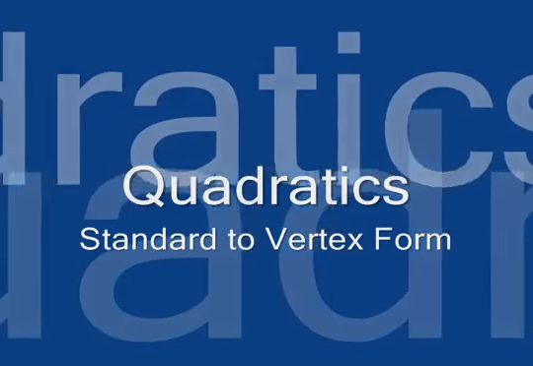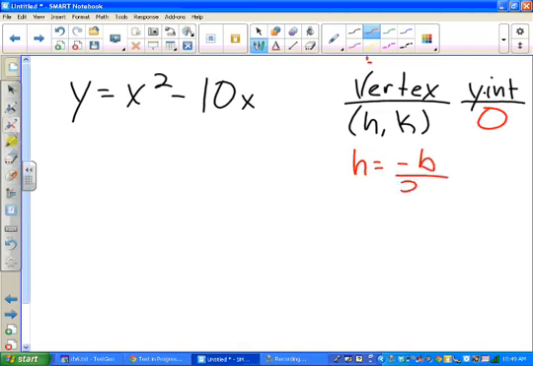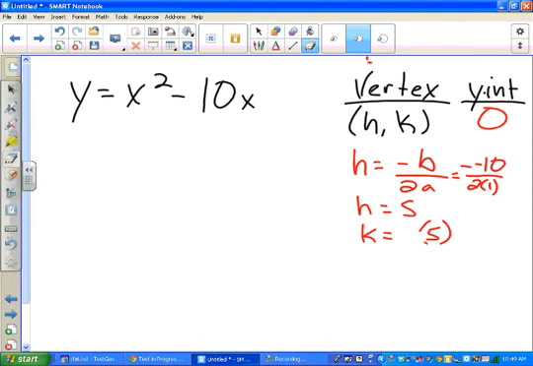Okay, we're going to solve a quadratic equation from standard to vertex form. So we need to get h, k, which is the vertex. H is simple. We just take the formula. h is equal to negative b over 2a, where b is negative 10 and a is 1. And when we plug that into the formula, we get h is equal to 5.